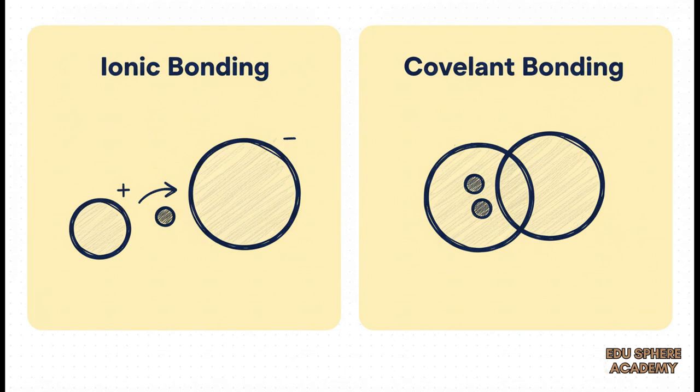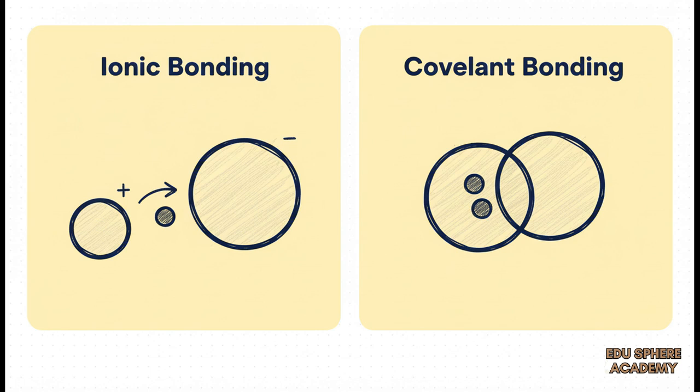So what's the deal with these electrons? Well, atoms just want to feel complete and stable. And for them, that means having a full outer shell of electrons. They've got two main ways to do it. First, there's ionic bonding. This is where one atom just straight up gives an electron to another. It's a total transfer. This creates a positive ion and a negative ion, and boom, they stick together like tiny magnets.